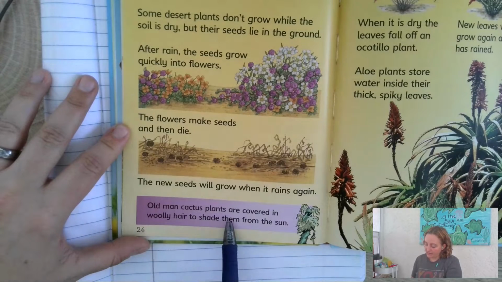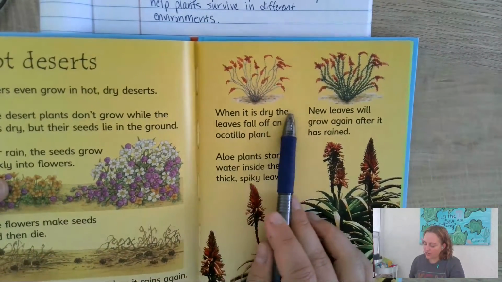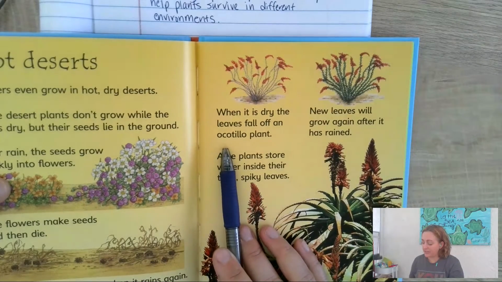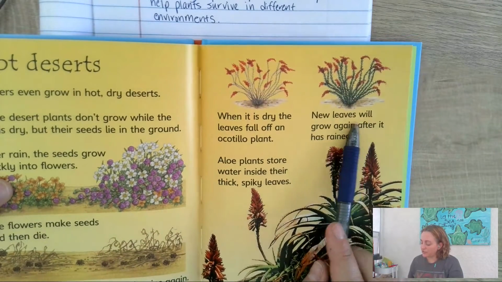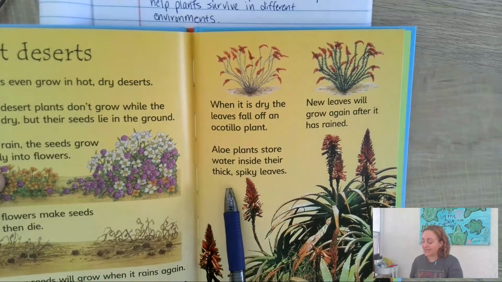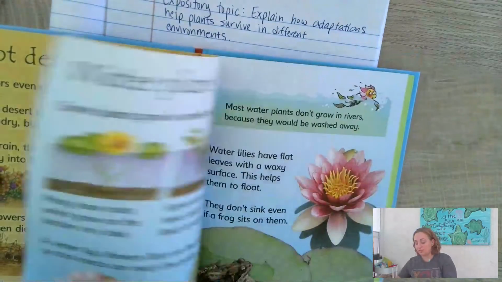Old man cactus plants are covered in woolly hair to shade them from the sun. All right, and when it is dry, the leaves fall off the ocotillo plant. New leaves will grow again after it's rained. Aloe plants store water inside their spiky leaves. All right, so I've gotten a lot of great information.